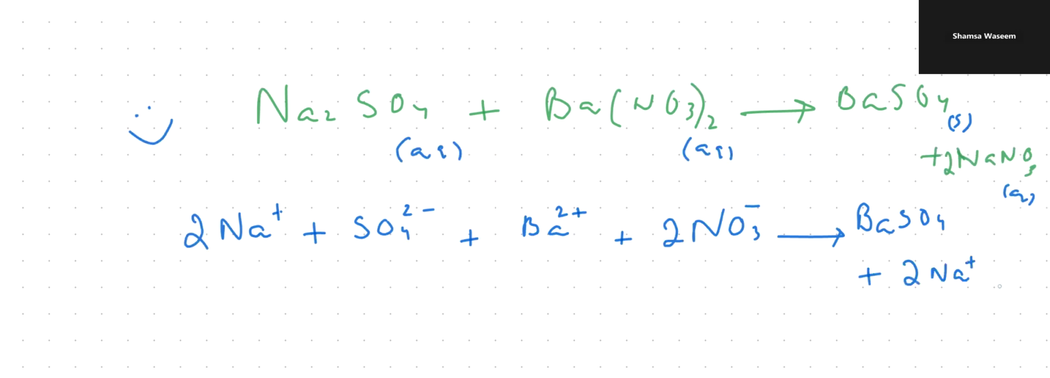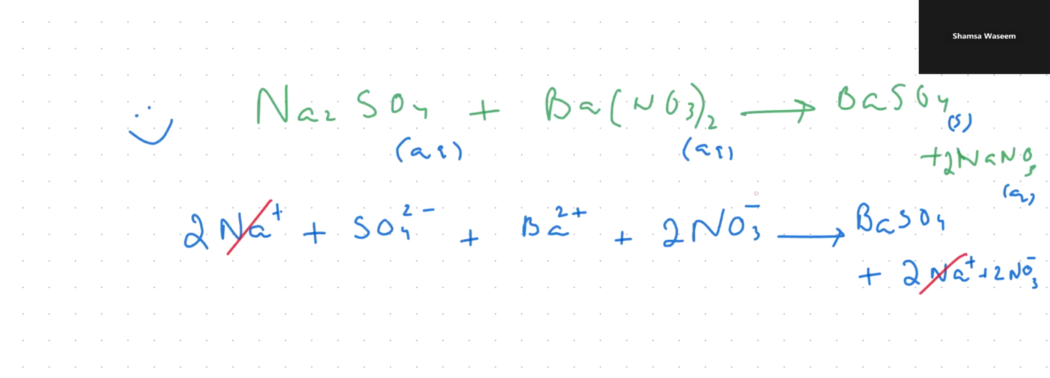After that, we just have to look for the spectator ions, which were there in the reactants as well as in the products. So can you help me? What are the spectator ions? Can we cancel sodium ions? Yes. Can we cancel sulfate ions? No. Can we cancel nitrate ions? Yes, we can. So what is left behind?